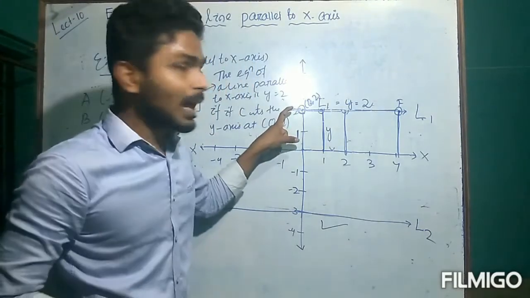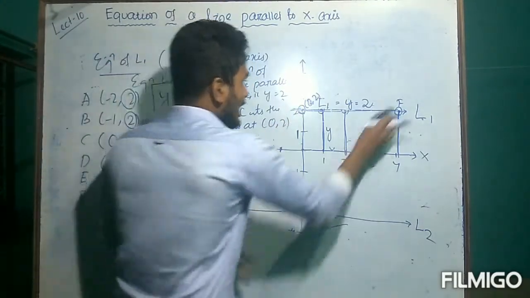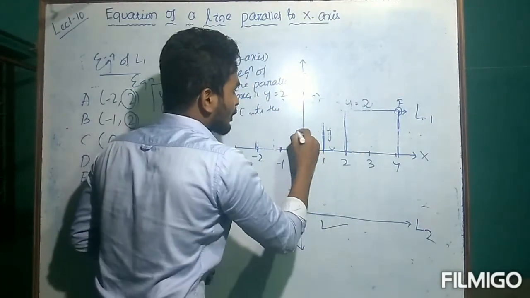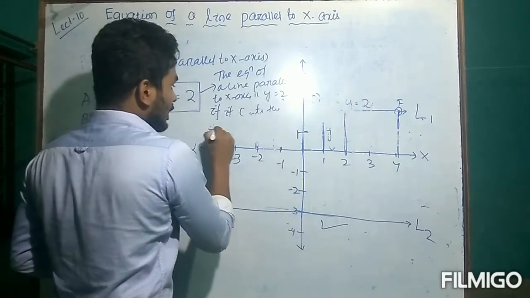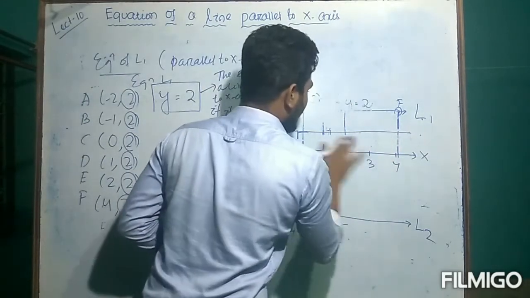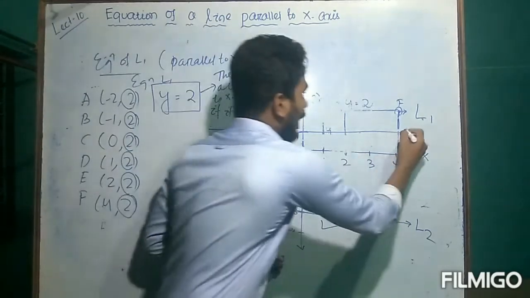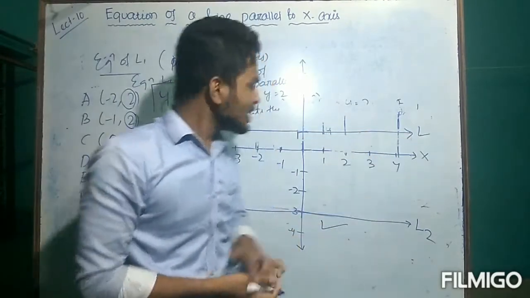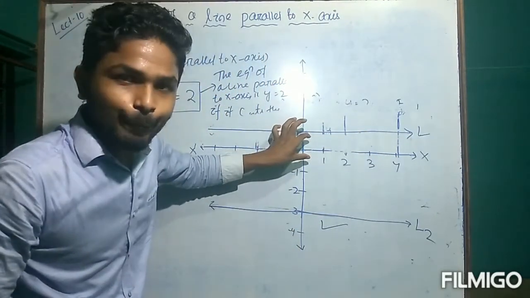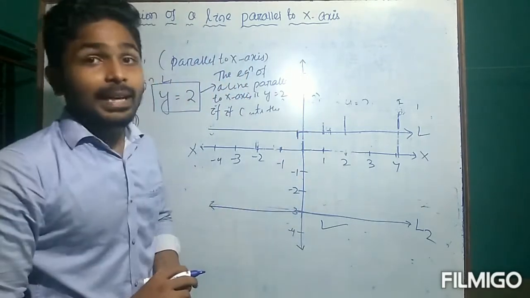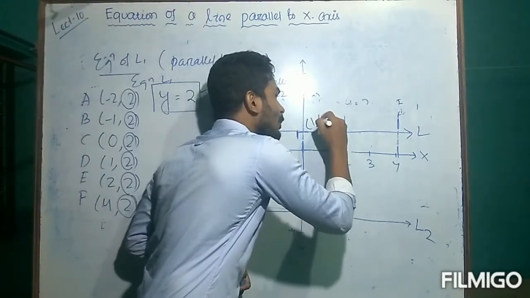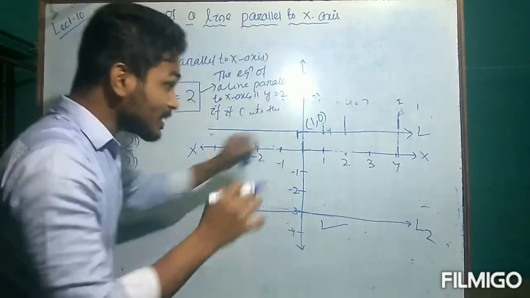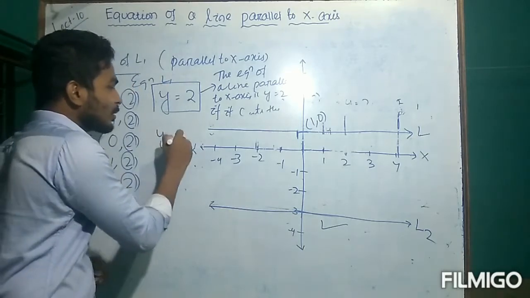Suppose you think of this line as drawn here. Now you have to find the equation of this line, the line L. This line L is also parallel to the x-axis, and it cuts the y-axis at the point (0, 1). Hence, what is the equation of this line? The equation of this line is y is equal to 1. Why?